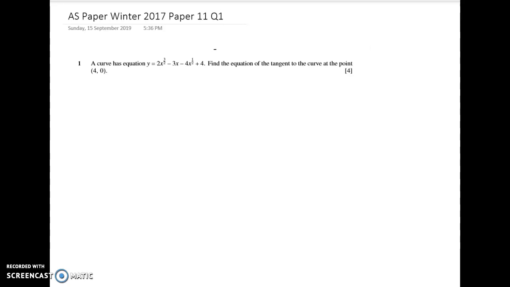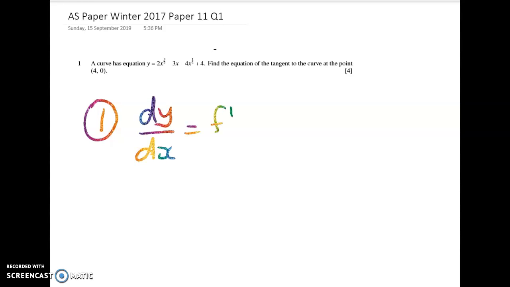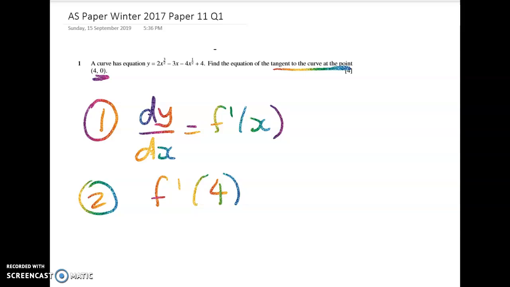So here are the steps that we're going to do. First of all, we're going to find the first derivative, the gradient function, dy by dx, or f dash of x. And then we have to find the equation of the tangent to the curve at this point. So then we're going to sub in the value of x that we want, which is f dash of 4, and that's going to give me my gradient at that point.